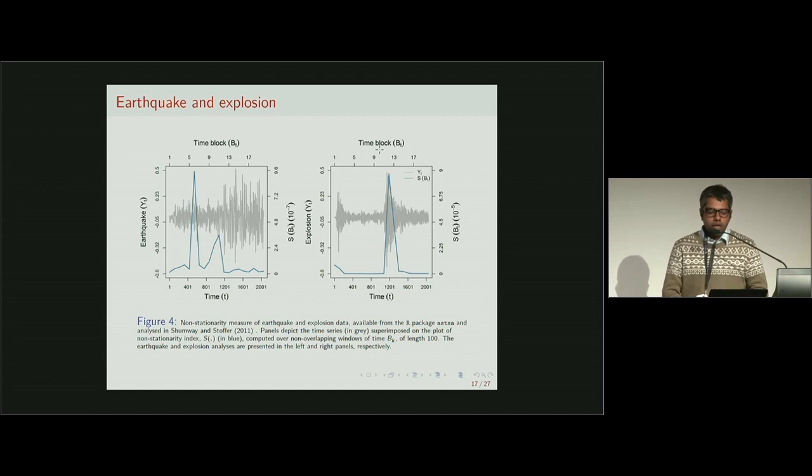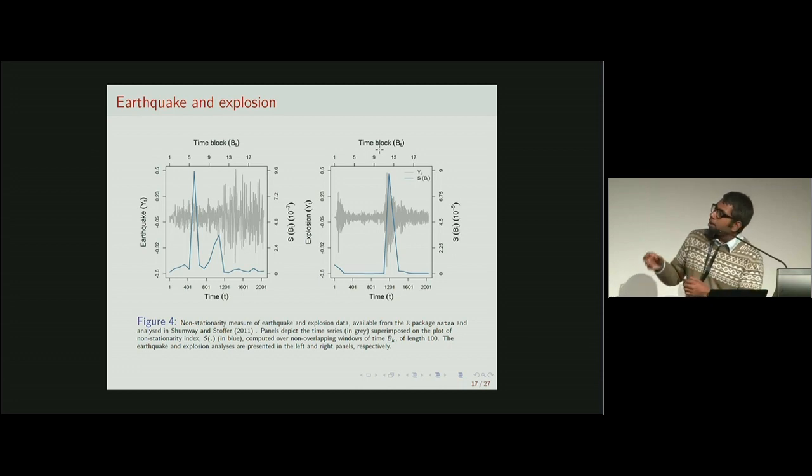So in time series, we have this classic problem of distinguishing two time series, or how we can classify two time series separately. We have a classic data set that's available from Stoffer and Shumway's book. The problem is whether we can distinguish earthquake data from an explosion data set, and I would argue that SYT, the non-stationarity index, gives us different signatures for the two different time series computed over the same intervals of time.